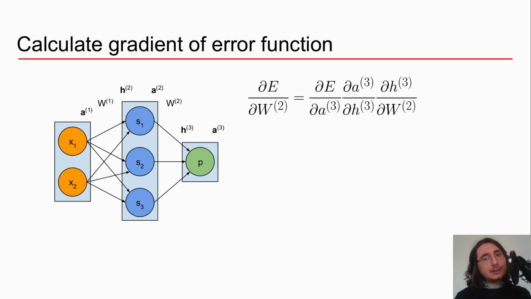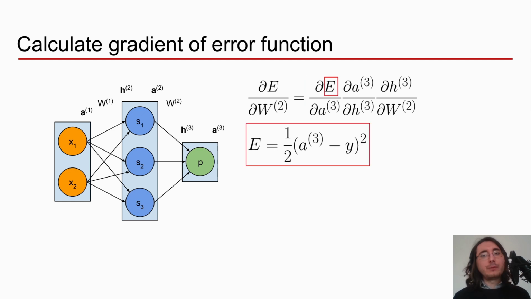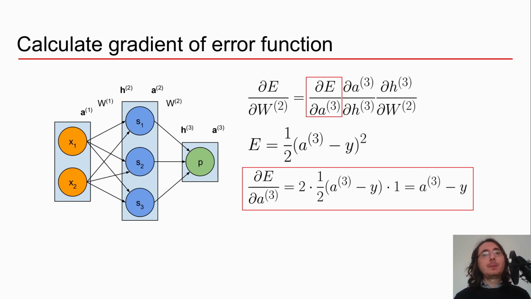Cool. So let's calculate these three derivatives here. Let's start from the first one, the derivative of E over A3. Let's remember that we are using the quadratic error function here as the error function. And so if we perform the derivative of E with respect to A3, we end up with this result. So it's basically A3 minus Y. So it's the prediction minus the actual expected outcome. Good. So that's the first block.